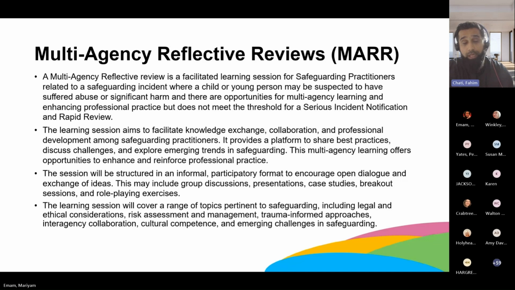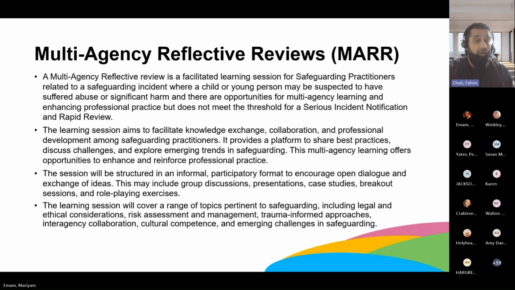Once again, the business unit will help facilitate and coordinate this, and this will be something which does not have a time frame, but the quicker it is done, the better. The aim of this learning session will be to facilitate knowledge exchange, collaboration and professional development amongst safeguarding practitioners. Once again, it'll be a multi-agency learning session, and it'll be trauma informed and facilitated by one of the safeguarding partners. It also offers opportunities to enhance and reinforce professional practice.